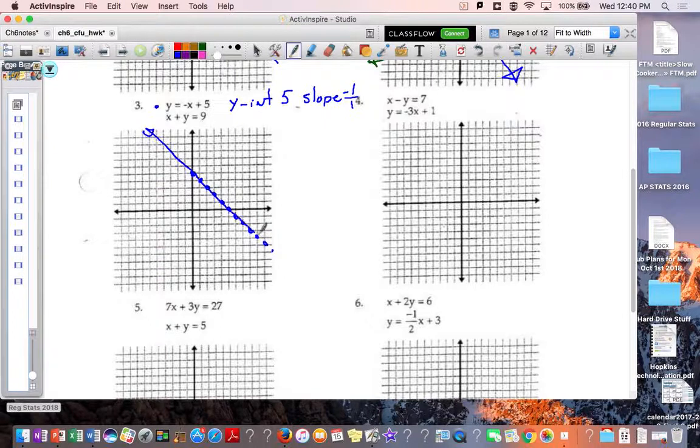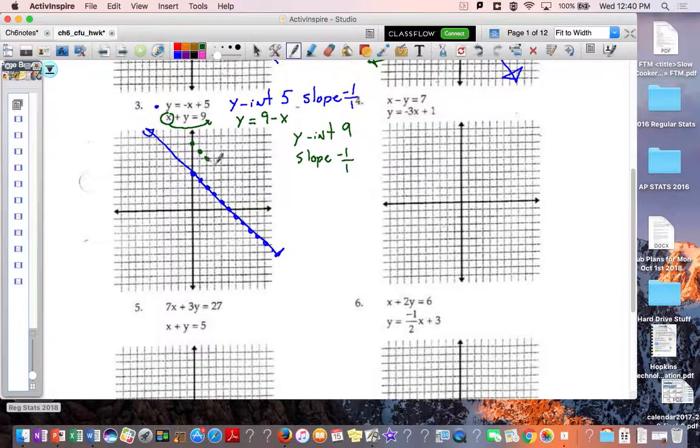Get an idea of what it's looking like here. Now, x plus y equals 9. Let's hope Mr. Bartz does this right. Got to bring that to the other side, which makes it negative. So y equals 9 minus x. So when I do this one, my y-intercept is at 9. My slope is negative 1 over 1. I'm starting at 9. Wow, 1, 2, 3, 4, 5, 6, 7, 8, 9.